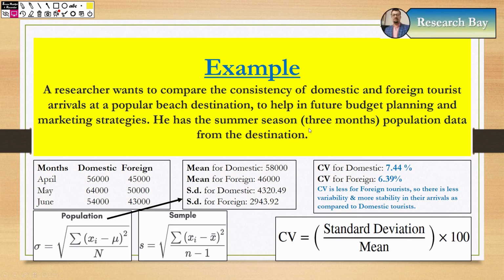He has the summer season, that is 3 months from April to June, April, May, and June, population data from the destination. That means he has the entire data of tourist arrivals.